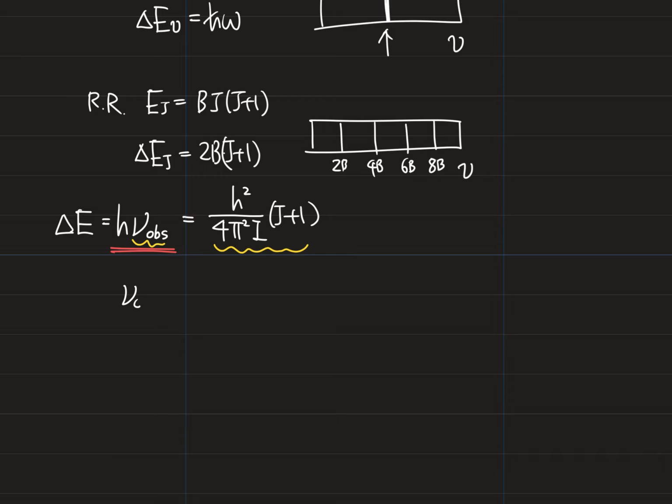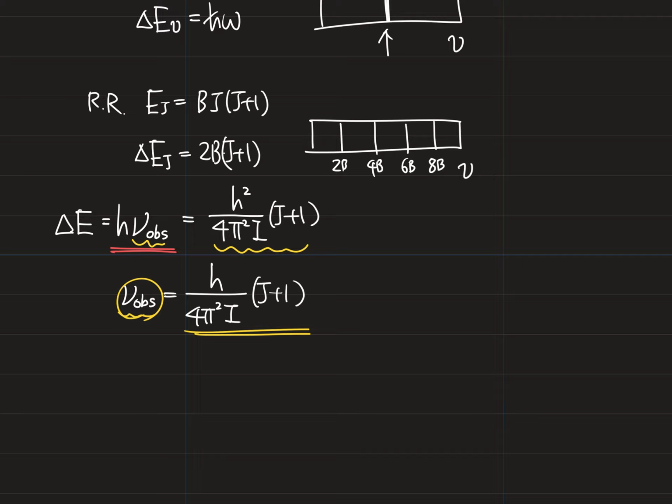So the frequency of the observed photon should be h over 4 pi squared I, times J plus 1. So when we say microwaves are responsible for rotational motion, if you calculate the nu observation from this relation, this value falls in the microwave region.